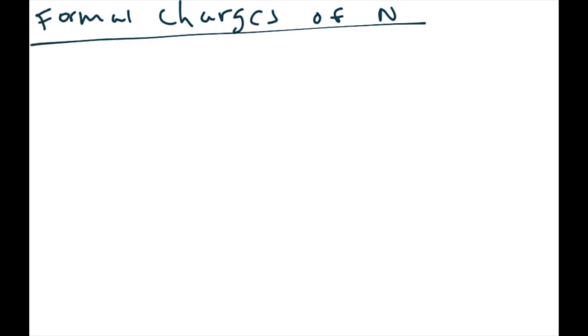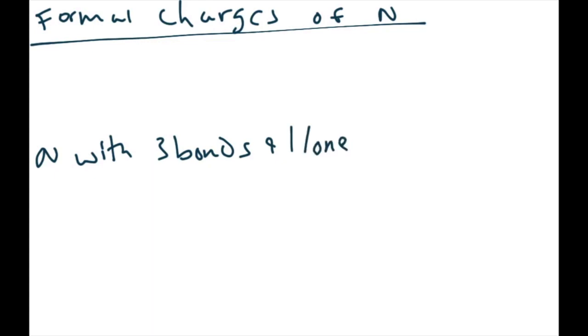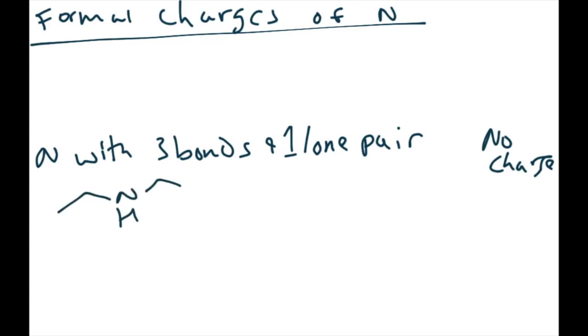So if you have an N with 3 bonds and 1 lone pair, right, you're going to have no charge. This is the most common way you see nitrogen, is what we were drawing before, where you have just 3 bonds to your nitrogen. And it doesn't matter if those are the carbons or if they're double bonds involved, as long as you have 3 bonds to your nitrogen, that nitrogen is going to have no charge.